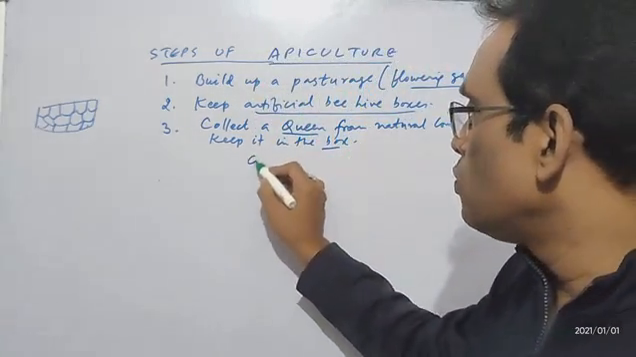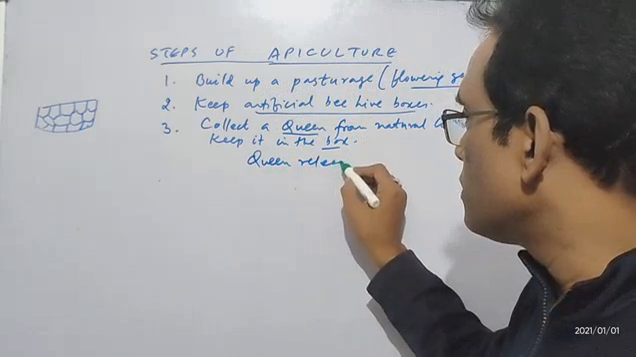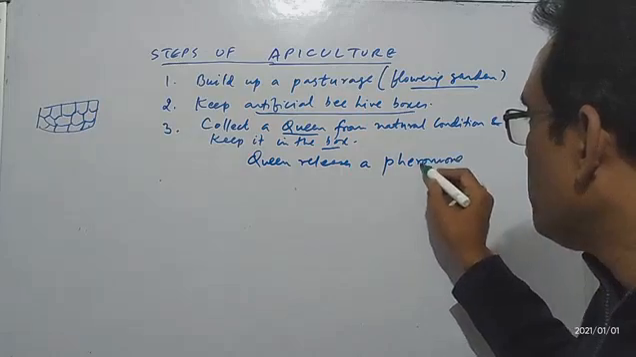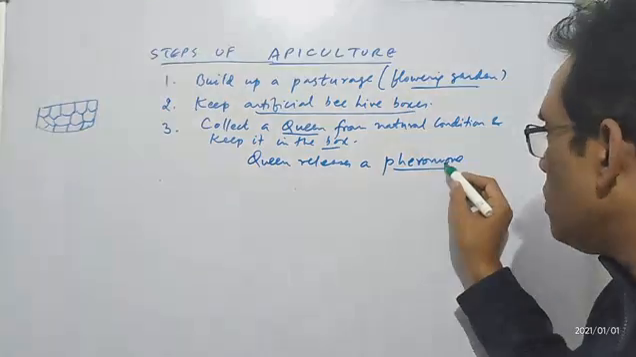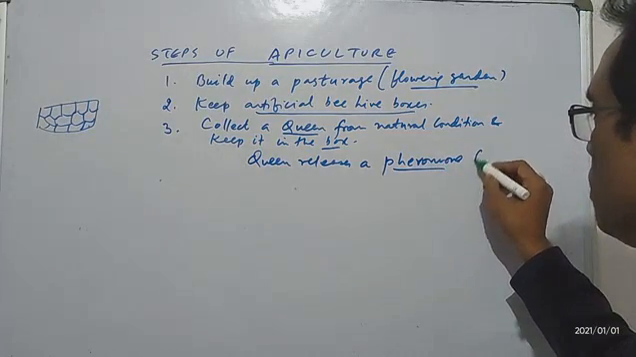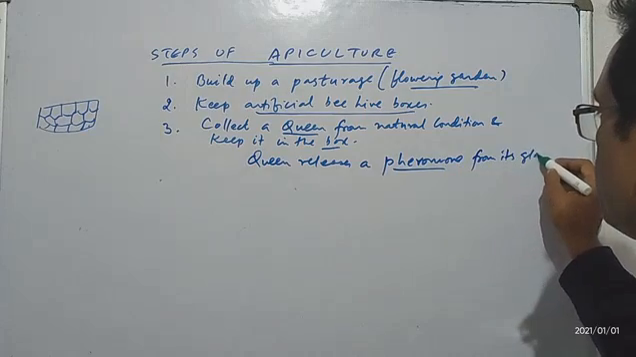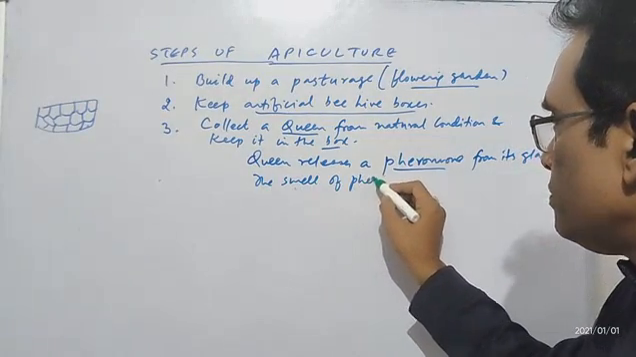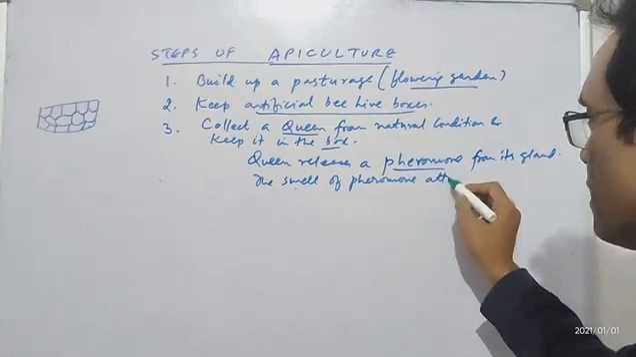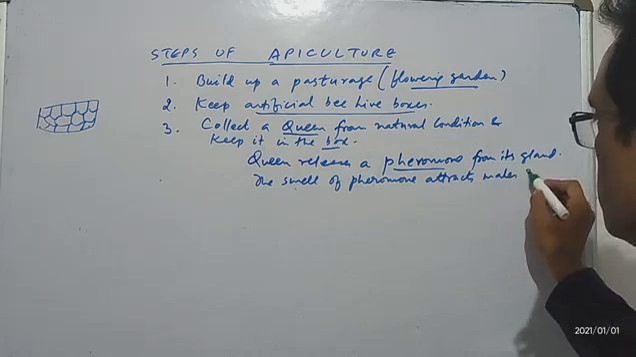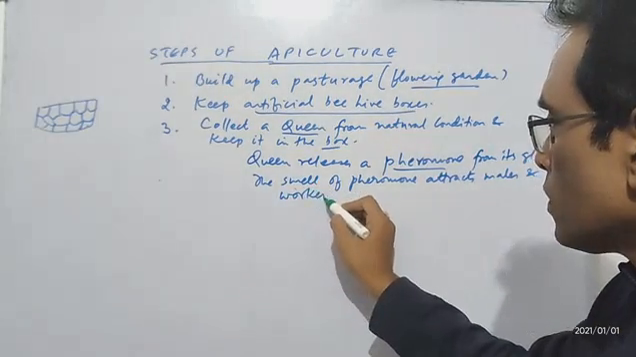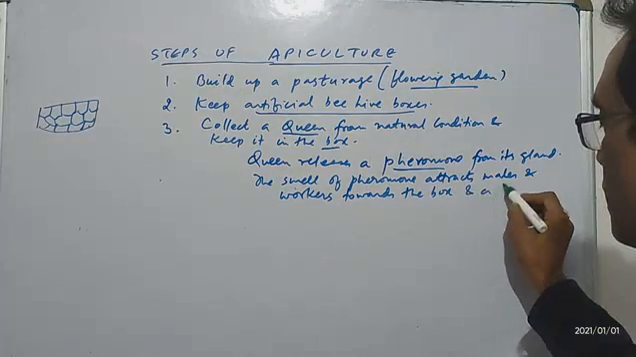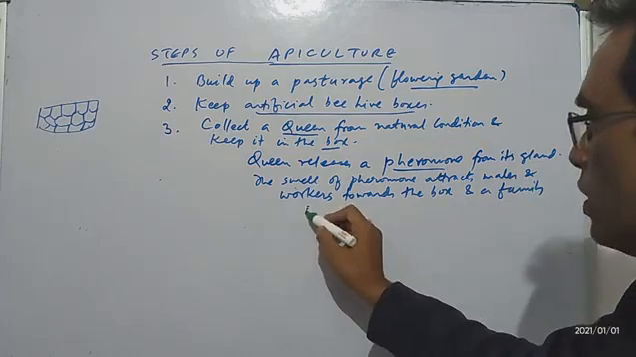होता क्या है? The queen releases a pheromone, a chemical है. इसका नाम है pheromone, pheromone from its gland, and the smell of the pheromone attracts the males and the workers towards the box, and a family is built up. Now you don't need to do anything. You can understand this.